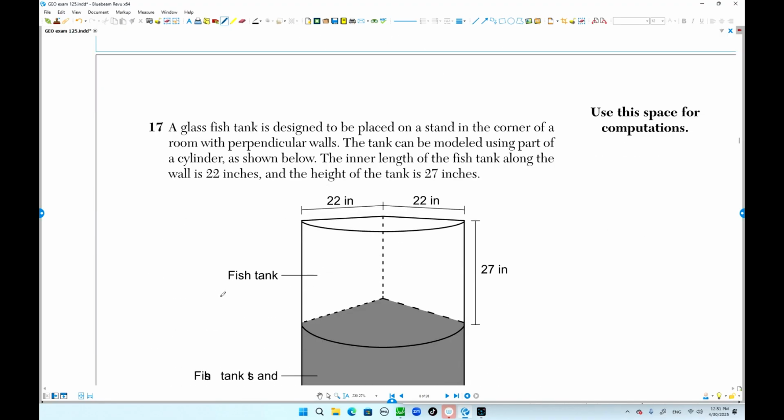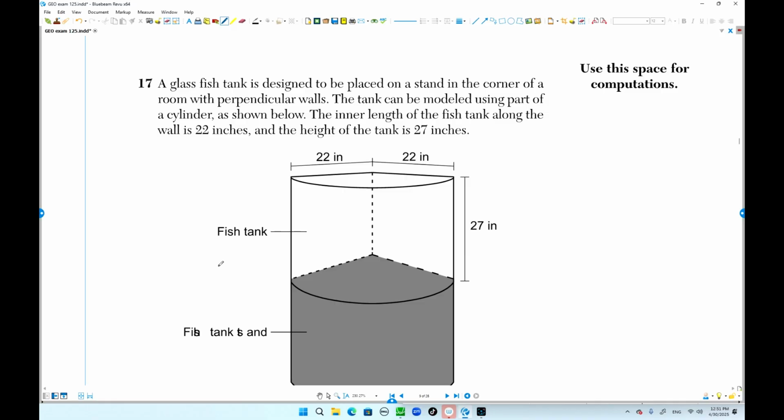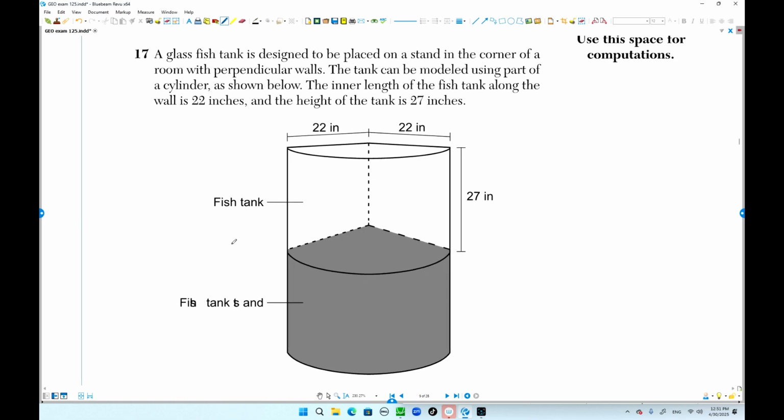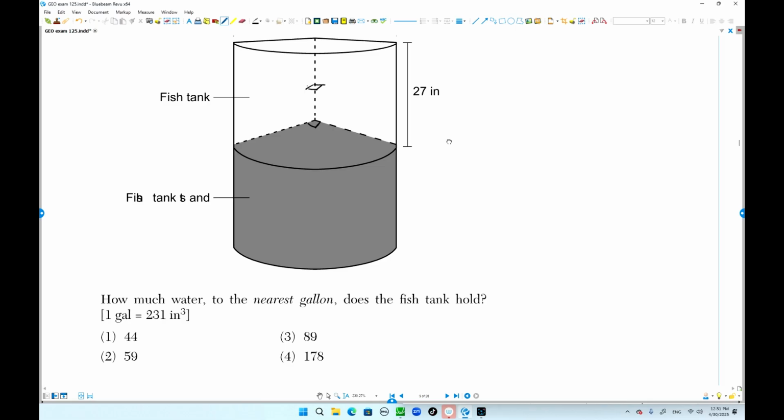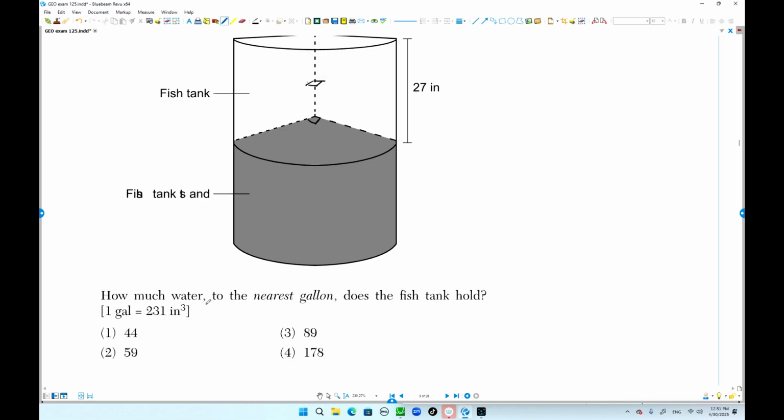Here we go, number 17. A glass fish tank is designed to be placed on a stand in a corner of a room with perpendicular walls. This is perpendicular, okay? That's 90 degrees. Okay, 90 degrees. The inner length of the fish tank along the wall is 22 inches, and the height is 27 inches. We're going to find the volume of this one. Okay, we're going to find the volume. After that, we're going to find the amount of water.